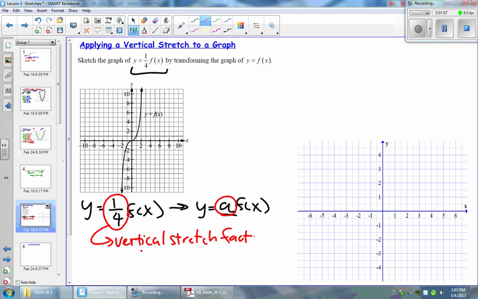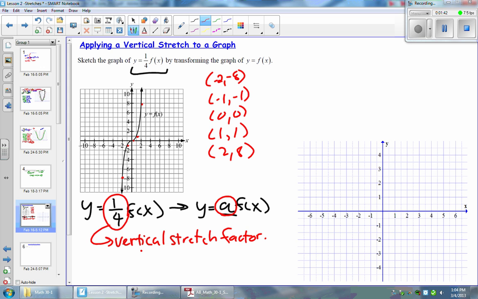All right, since we identified the vertical stretch factor, let's go ahead and apply that vertical stretch on some points. Let's pick some points on the graph here. I'm going to pick -2, -8. Let's pick -1, -1, so right there. And 0, 0. 1, 1, so right there. And finally, let's pick 2, 8. So I picked 5 good points to help me sketch this transform function.